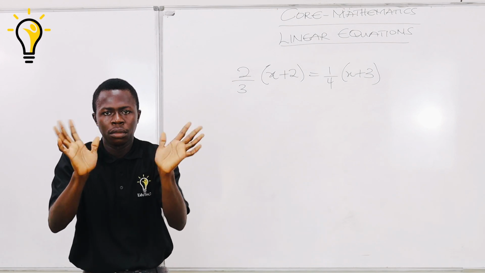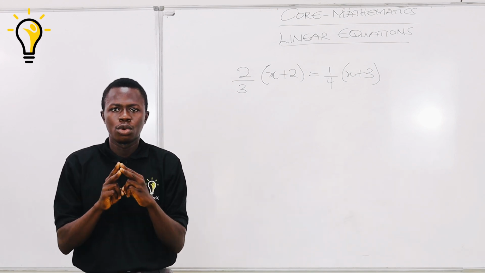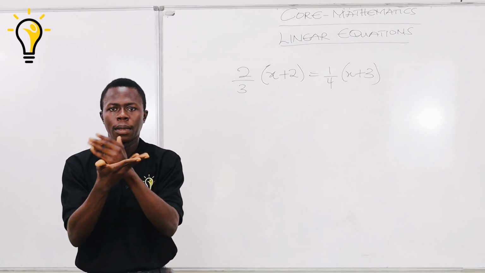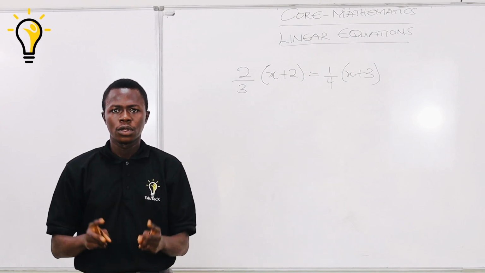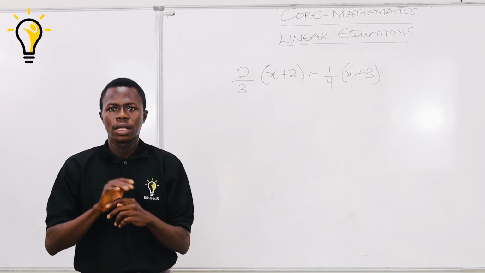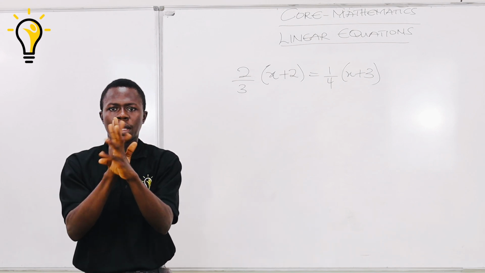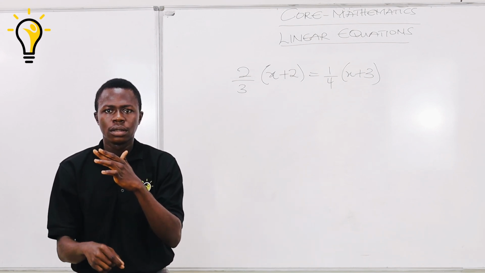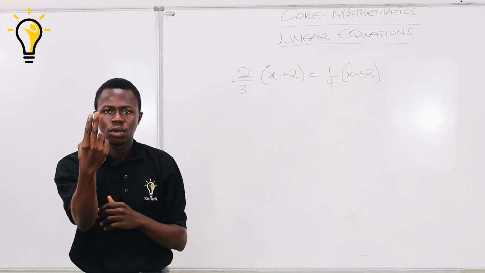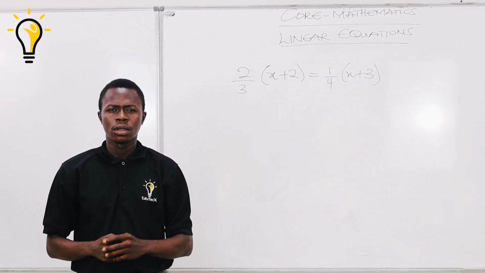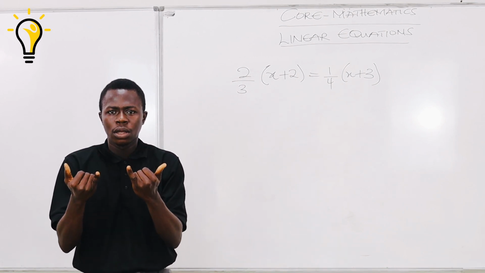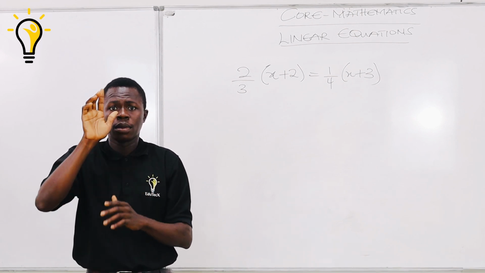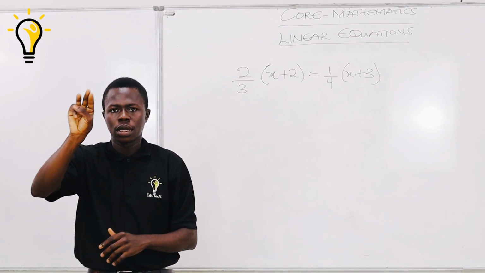Because 3 is not a factor of 4, we multiply 3 by 4 to get the LCM. So let's see: 3 multiplied by 4, and the answer is 12. This means 12 becomes our LCM.